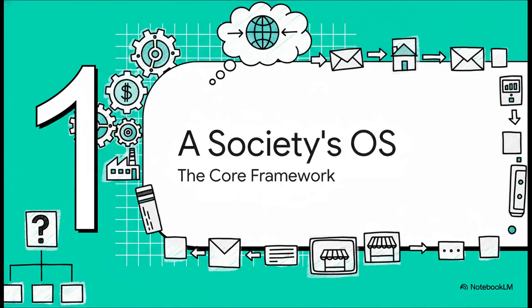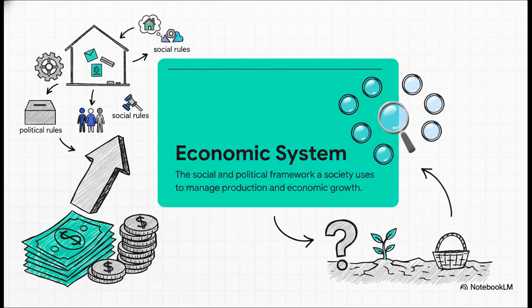So, to really understand the different answers to that big question, we've got to first be clear on what an economic system even is. This is the foundation for, well, everything else we're about to talk about. Right. So an economic system isn't just about money or the stock market. Nope. It's the whole framework, the social and political rules a country agrees to live by to keep things organized. You can think of it as a society's master plan for tackling one basic universal problem. There just isn't enough of everything to go around.